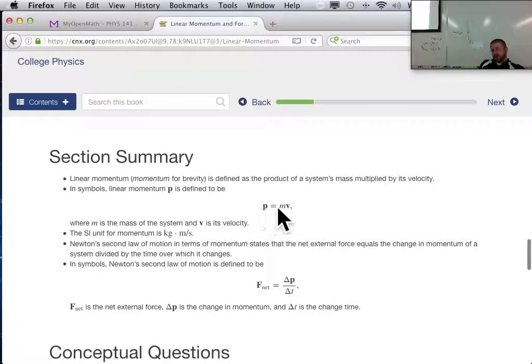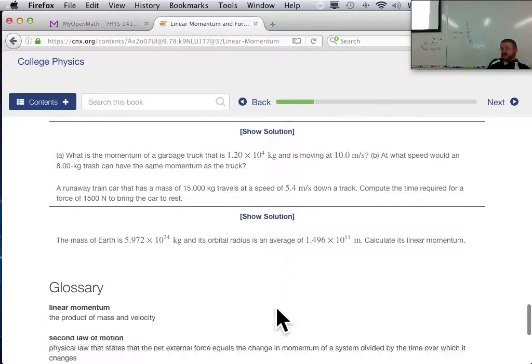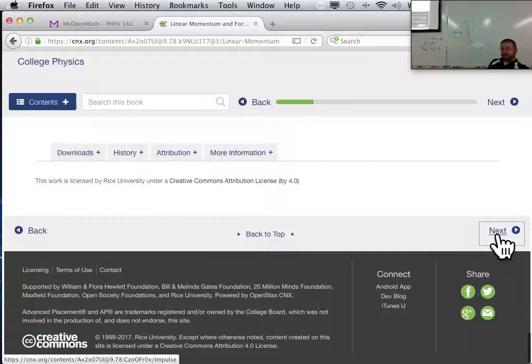Momentum vector equals mass times velocity vector. And the net force vector equals the change in momentum vector, which would be momentum final minus momentum initial, over the change in time that the force is acting. Up to this point, we haven't really talked about how long a force acts in time. We've talked about how long a force acts in distance, but not in time. So this is a little bit new to us.